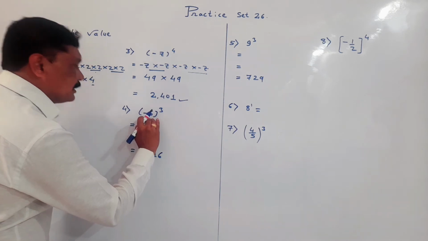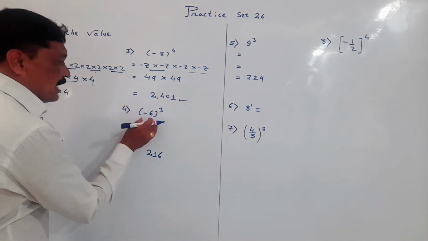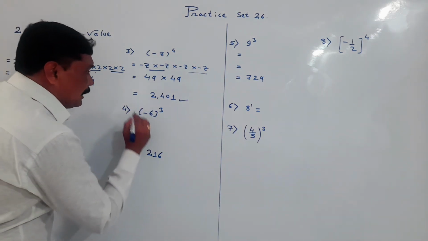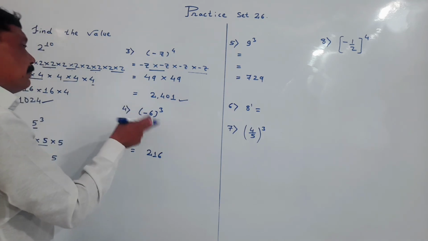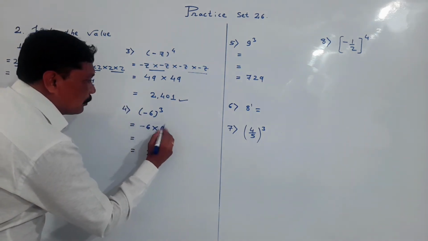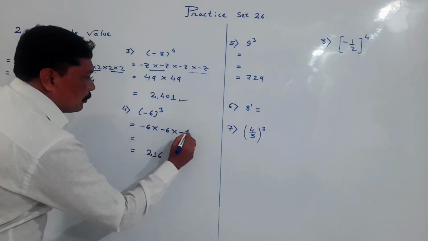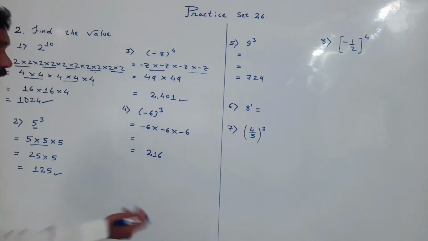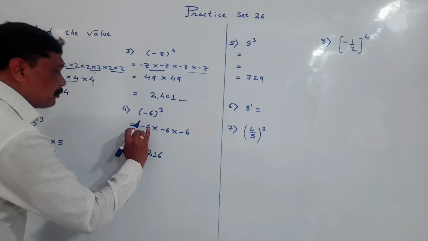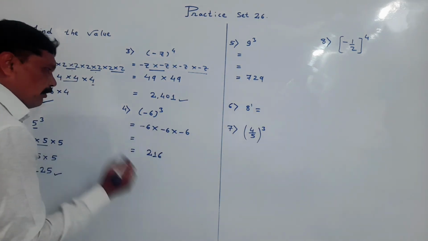minus 6 raised to 3. My dear student, here we have base as minus, so we have put it into bracket. So we will write the base again and again. But here the base is minus 6. So we will put minus 6 into minus 6 into minus 6. Here the index is 3. So we have put the base, that is minus 6, 3 times.